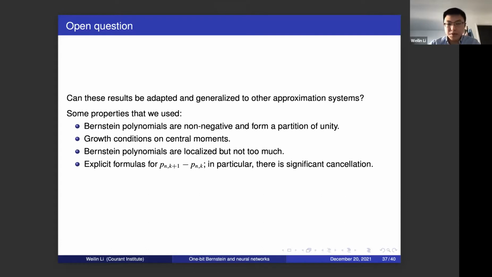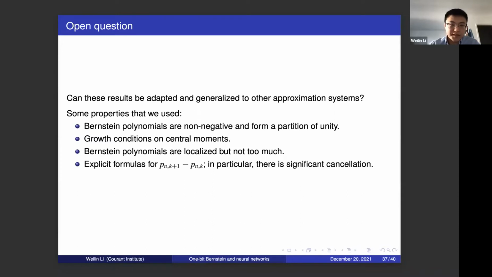A few important properties we use: probabilistic properties, like Bernstein polynomials are non-negative and form a partition of unity. We also have some good bounds on their central moments, which we use quite often. But the main analytical property is that the Bernstein polynomials are localized to a certain degree. If you think about 1D, each Bernstein polynomial in L1 is on the order of 1 over n, which is better than Fourier, but definitely much worse than, say, wavelets.